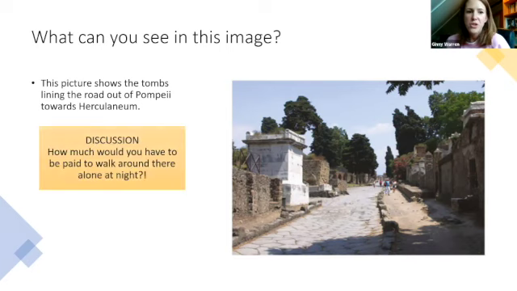And then, how much would you have to be paid to walk around here alone at nighttime? How creepy is this? And why would it be dangerous? Well, we know that the necropolis were outside the cities. So as you were walking into the city, you would be walking past the rows of the dead and thinking, my goodness, if this is how they bury their dead, how on earth do the living live? Like, when we get into the actual city.